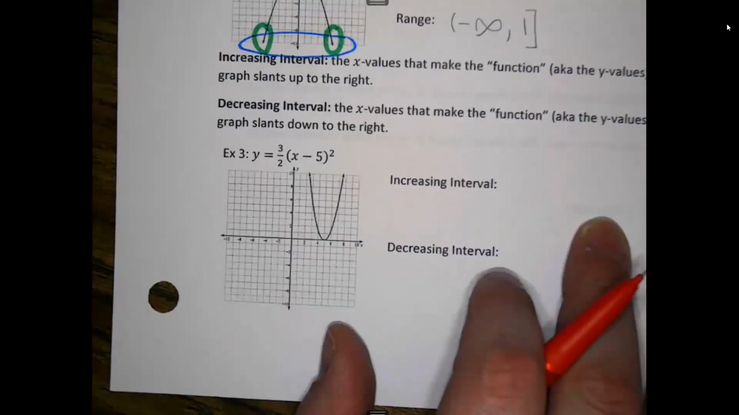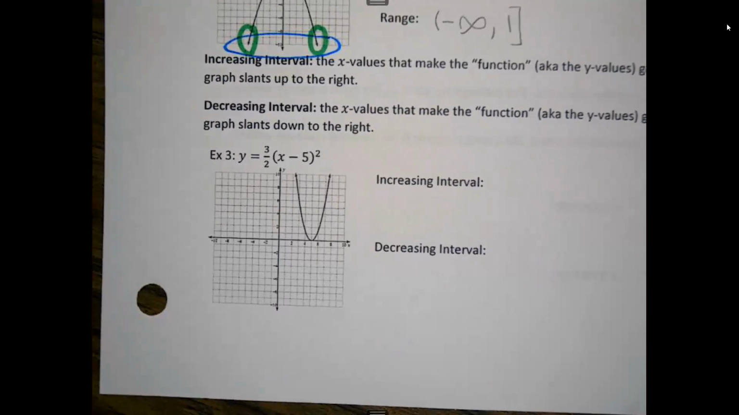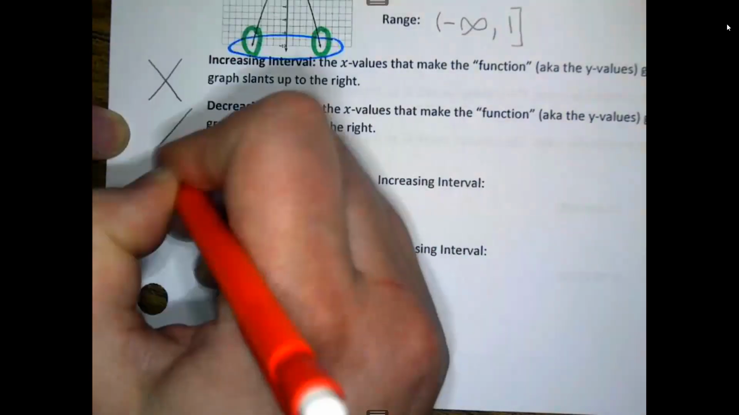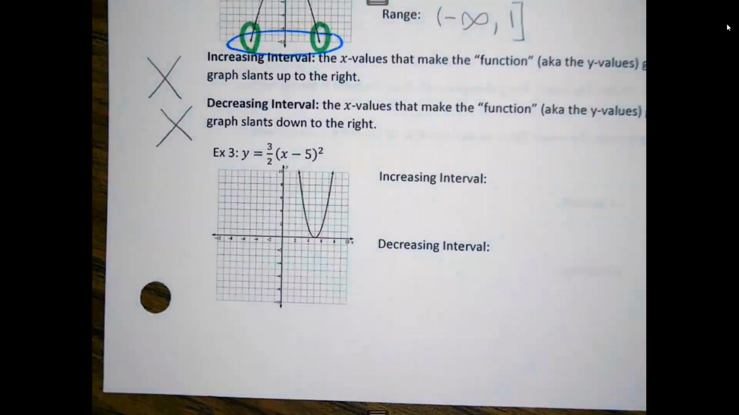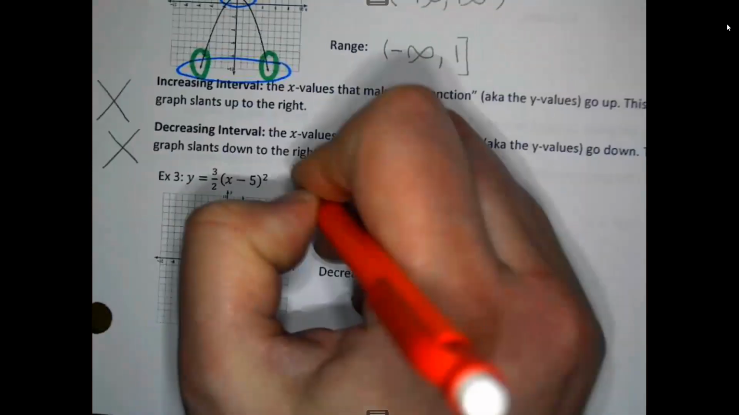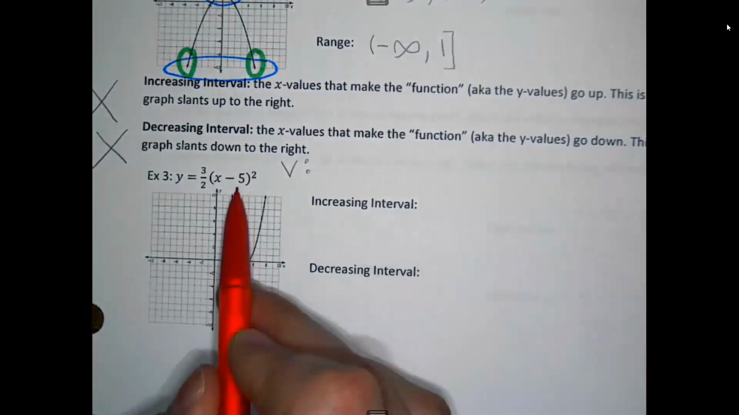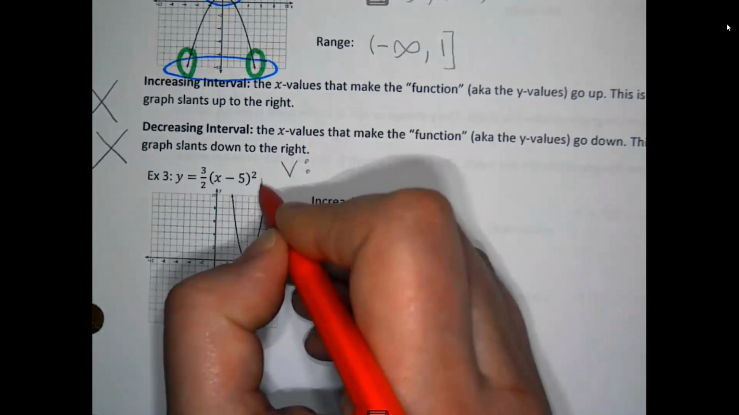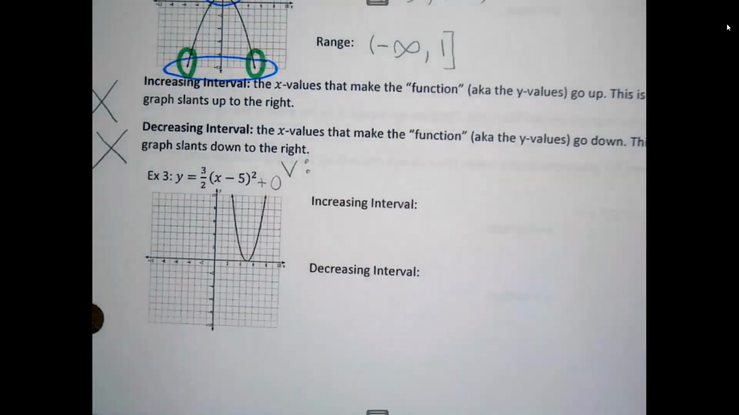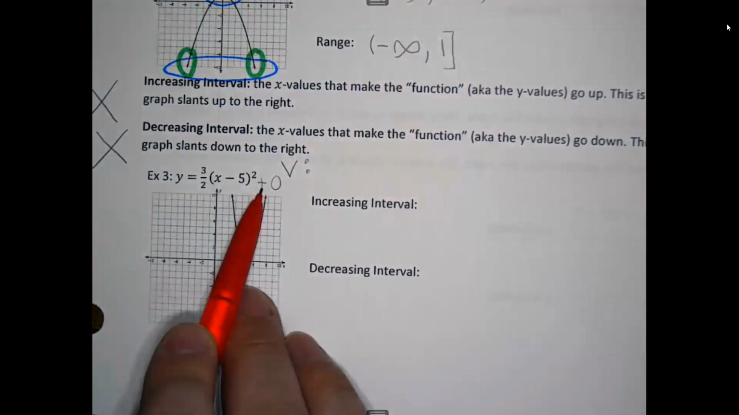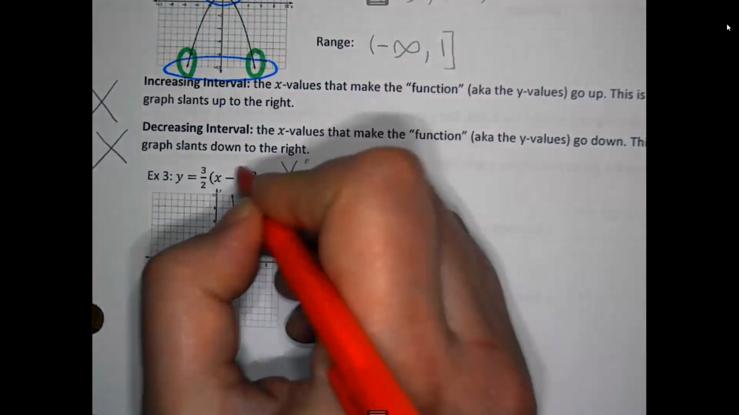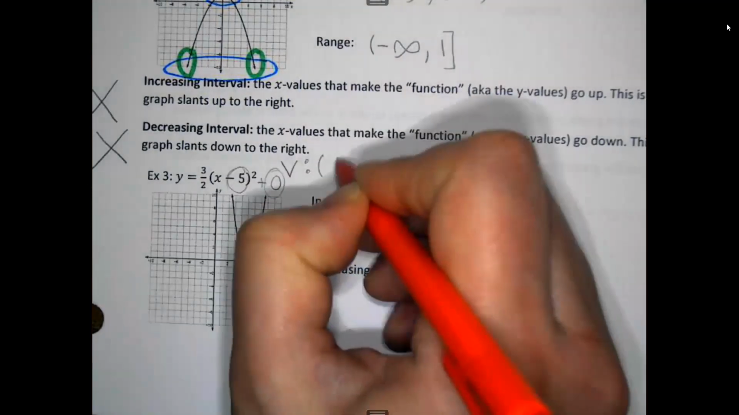Increasing and decreasing intervals. These are both X values. X values that make the function slant down, X values that make the function slant up. So the first thing I'm going to do is figure out what the vertex is. What's the vertex for this one? 5, 0. Yeah, there's a number on the end that is not written, so it must have been a 0, because that's the only number you cannot write with a plus sign, and it doesn't matter.